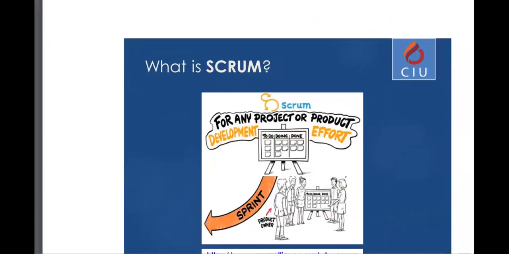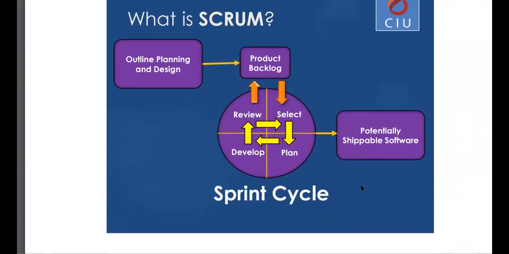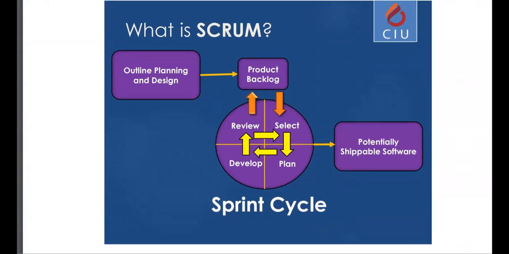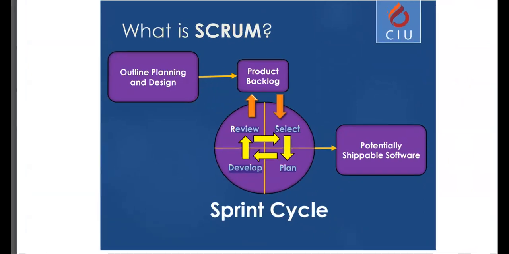And it is just as the video told you that there is an outline planning for this software to be released at a certain time. And it goes through what we call sprint cycles. These sprint cycles basically involve the steps of review, select, develop, and plan. So all these activities happen concurrently in the sprint cycle.